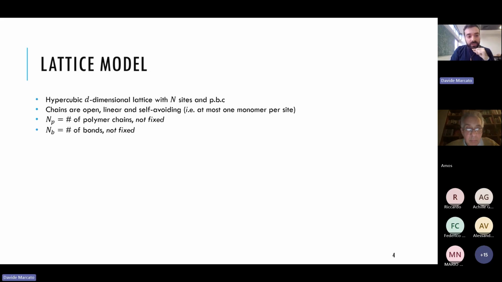And then we indicate with NP the total number of polymer chains and with NB the total number of polymeric bonds, so the bonds between consecutive monomers. And for mathematical convenience, as will be clearer later, we initially work in an ensemble in which neither the total number of polymer chains nor the total number of bonds are fixed. So basically, you can have whatever number of polymeric bonds arranged into whatever number of chains.